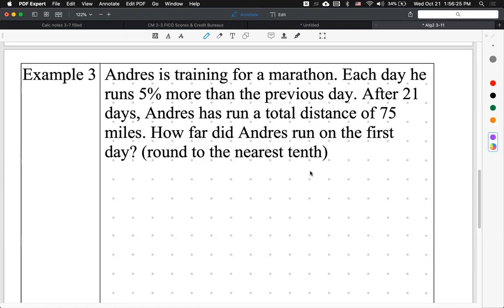Sure. Andres is training for a marathon. Each day he runs 5% more than the previous day. After 21 days, Andres has run a total distance of 75 miles. How far did Andres run on the first day? Round to the nearest 10.